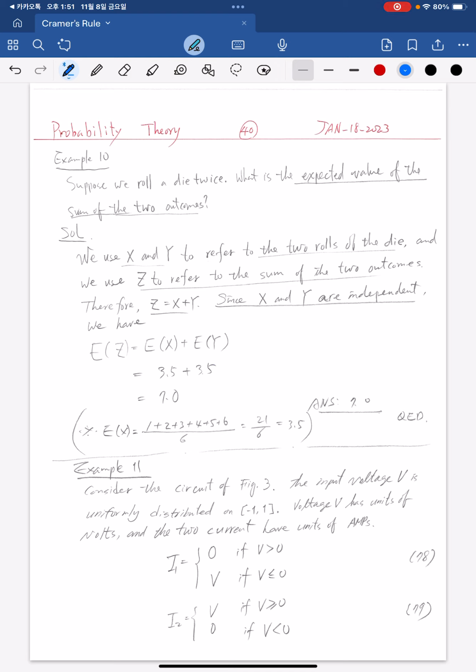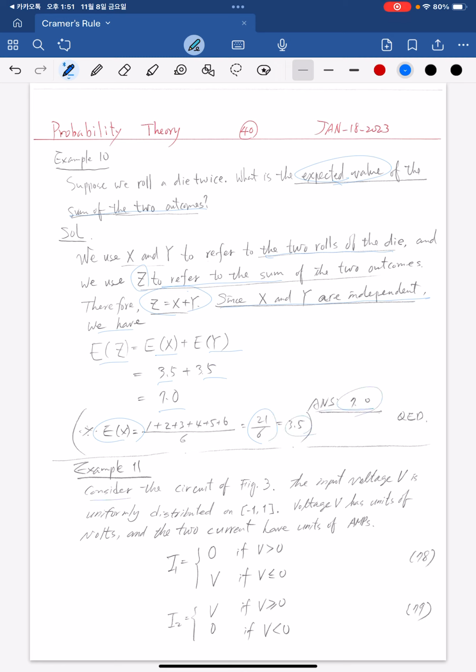Example 10. Suppose we roll a die twice. What is the expected value of the sum of two outcomes? We use X and Y to refer to two rolls of the die, and we use Z to refer to the sum of two outcomes. Therefore, Z equals X plus Y. Since X, Y are independent, we have E[Z] equals E[X] plus E[Y], 3.5 더하기 3.5, 7.0. E[X]를 1하고 6분의 3.5. 7.0이네.